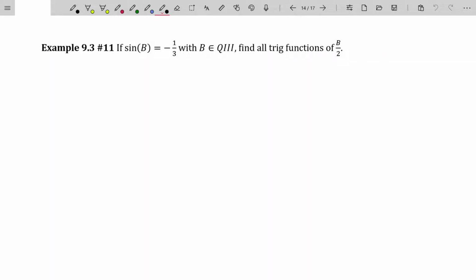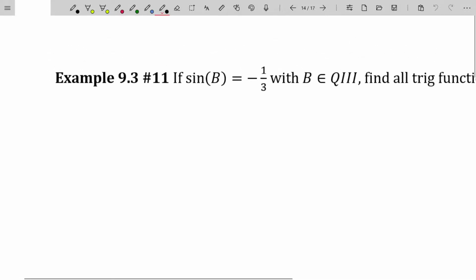Taking a look at another problem, very similar in fact. If the sine of an angle is equal to negative 1/3 and the angle is in quadrant 3, find all trig functions of half of that angle. Well, really, all trig functions are based on the sine and the cosine. So we might as well just start with the sine and the cosine of the half angle.